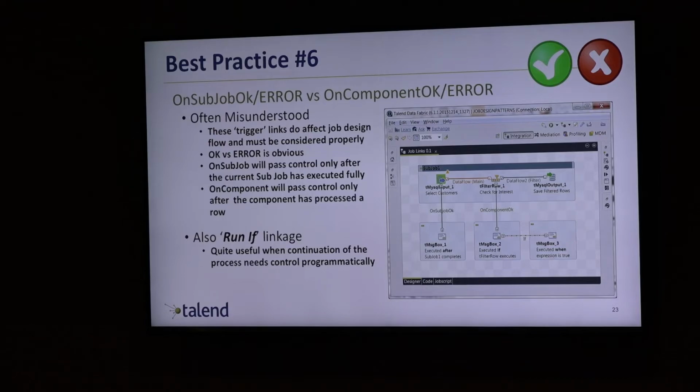Can anyone tell me the difference? Unsub-job OK, uncomponent OK error. There's a difference, but do you guys use unsub-job OK on sub-job error, right? And on component OK error also, right? You guys use that. So do you know? Anyone know the difference? Go ahead, please.